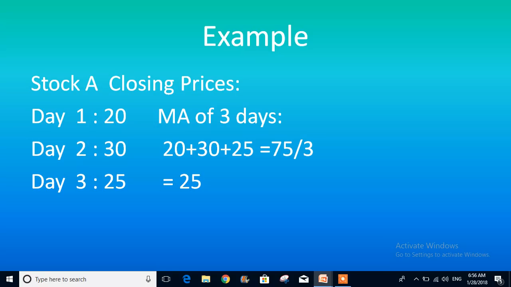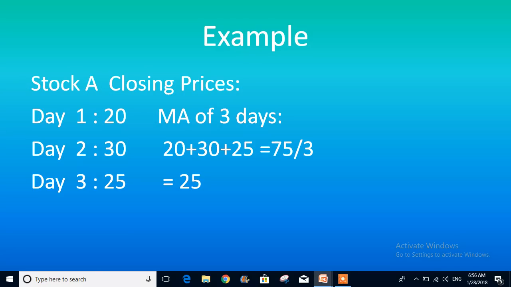So we'll explain with an example. Let's consider a stock A. Stock A's closing prices for the last 3 days are: day 1 closing price is 20 rupees, day 2 closing price is 30 rupees, and day 3 closing price is 25 rupees. So now we'll calculate the moving average of stock A for the 3 days.